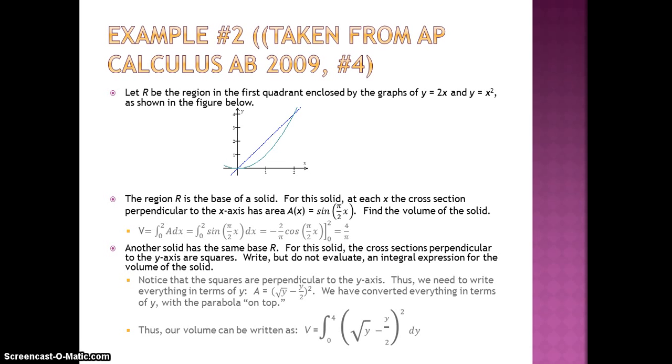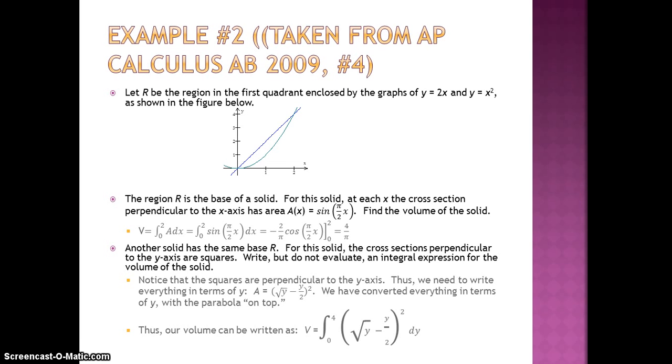When we find the antiderivative of this, we have to use substitution, and we get our antiderivative of negative 2 over pi cosine of pi over 2x, which we integrate from 0 to 2, and our final answer is 4 over pi. This was a calculator inactive question, so that is something that you are expected to do. Notice that the substitution would be u is equal to pi over 2x in this case.